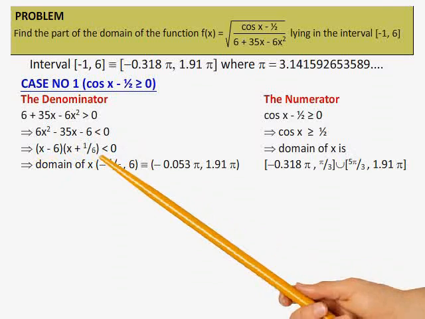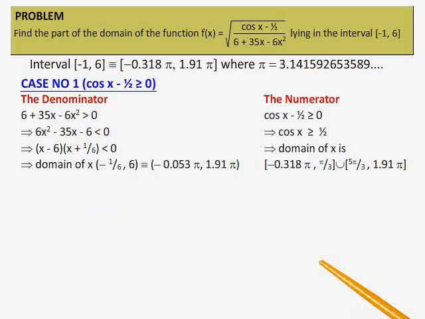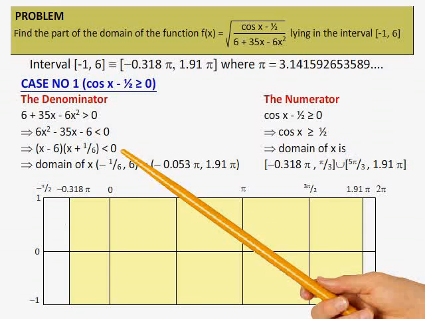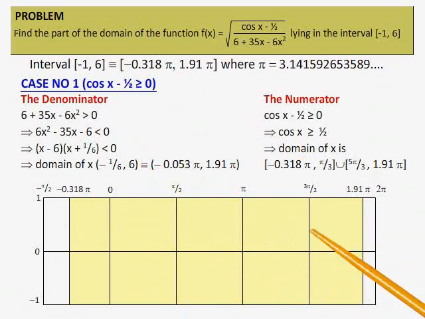Solving this type of quadratic inequalities is very easy. When (x minus a)(x minus b) is less than 0, then x lies within interval (a, b) within parentheses. When (x minus a)(x minus b) is greater than 0, then x lies in the union of the sets (minus infinity, a) within parentheses and (b, plus infinity) within parentheses, where b is greater than a. Now coming back to our problem, this inequality is solved like this. This interval is within the interval that is given, so we take it.